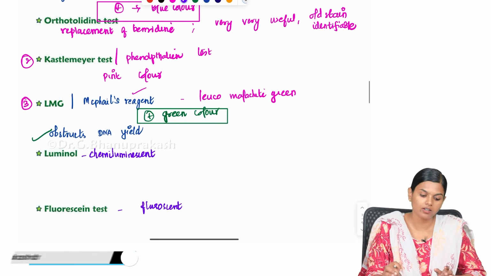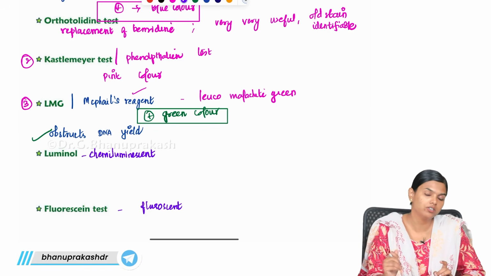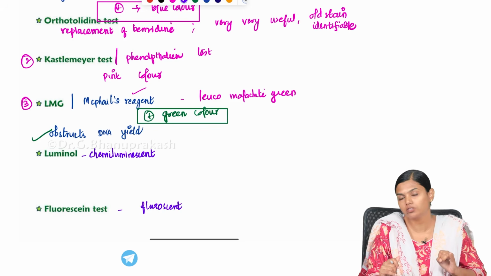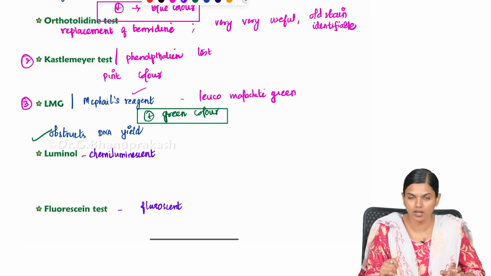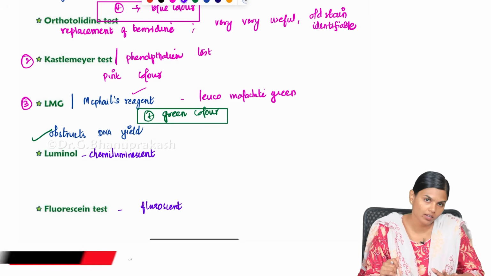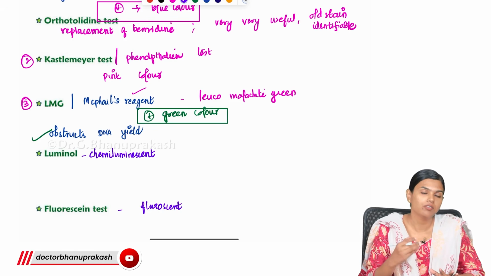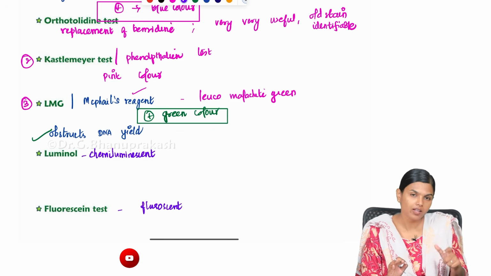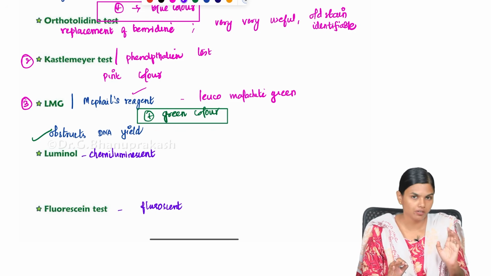So, these are the color tests. Benzidine and orthotolidine, it will go blue, and this is highly sensitive and most commonly used. Even in old stain, they can give positive result. Next is Kastle-Meyer or Phenolphthalein test, which will give pink color. Another is this leucomalachite green, where we use McPhail's reagent, which will reduce the DNA yield, and this will give green color in case of positive result. So, these are the color tests that we use as presumptive test.